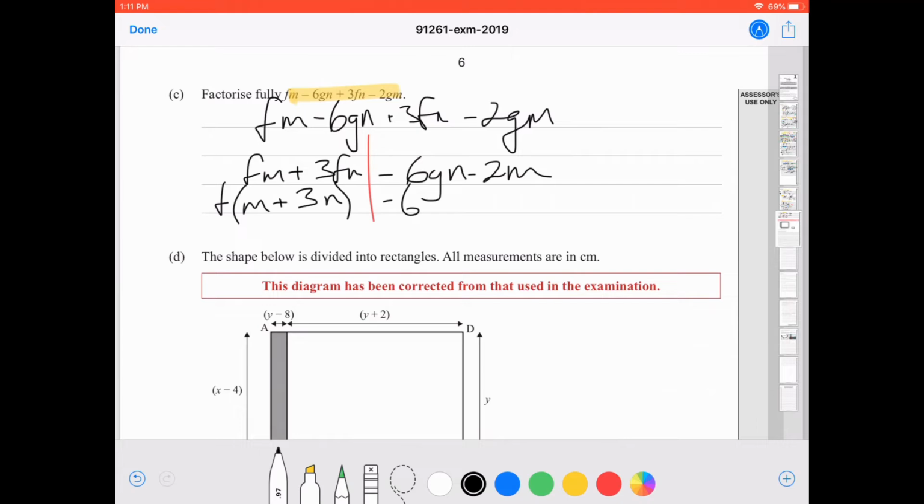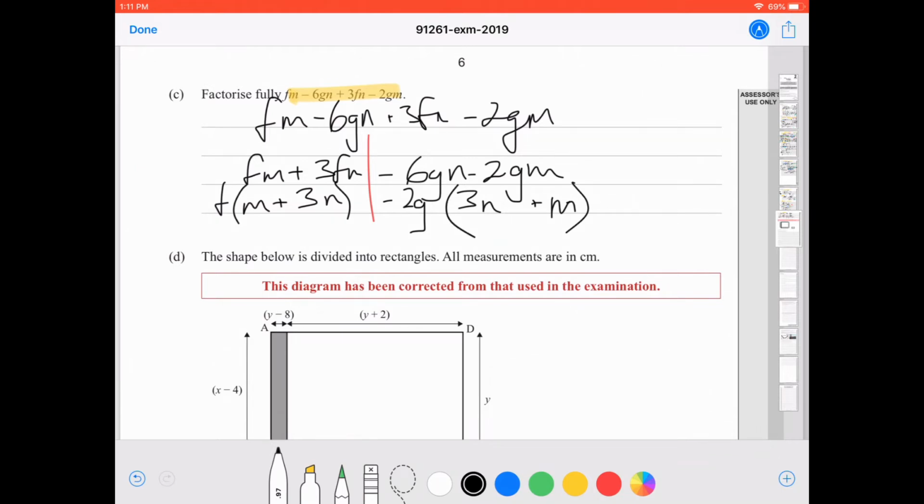Our last 2 terms, common factor of not -6 but -2, and we've got 3, and have I got my numbers right? 2, that's right, 2gm, not 2m, 2gm. So that makes our common factor minus 2g. And so we've got 3n plus m inside the brackets.